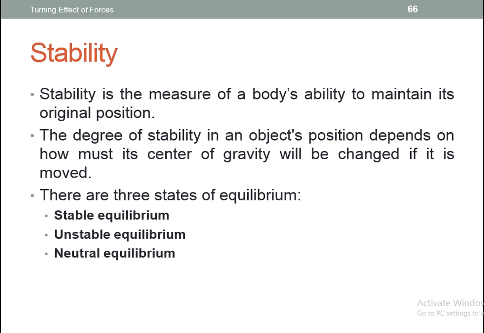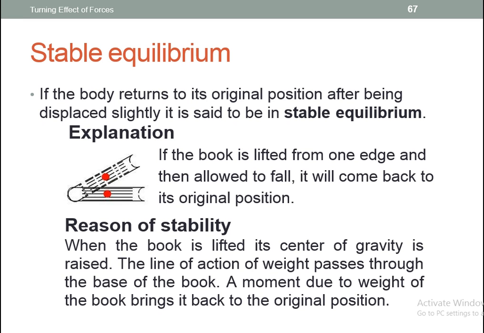So what is stability or equilibrium? It is the measure of a body's ability to maintain its original position, and there are three states: stable equilibrium, unstable equilibrium and neutral equilibrium. Stable equilibrium means if we change the position of the body, it regains its original position. It means if we lift a book up to a certain height, and the book again regains its original position, then this type of equilibrium is known as stable equilibrium.